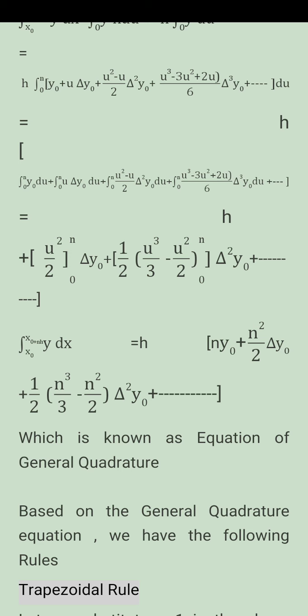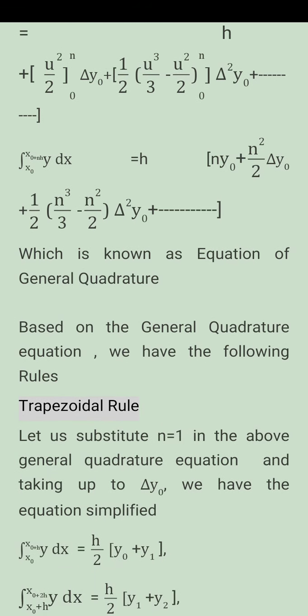For each part we divide: that is the integral of y naught du plus the integral from 0 to n of u into delta y naught du, the integral of u square minus u by 2 into delta square y naught du, like that. We write down that equation, and separately we can integrate. We get the equation h into n y naught plus n square by 2 delta y naught plus one-half into n cubed by 3 minus n square by 2 into delta square y naught, and so on. This is known as the general quadrature equation.